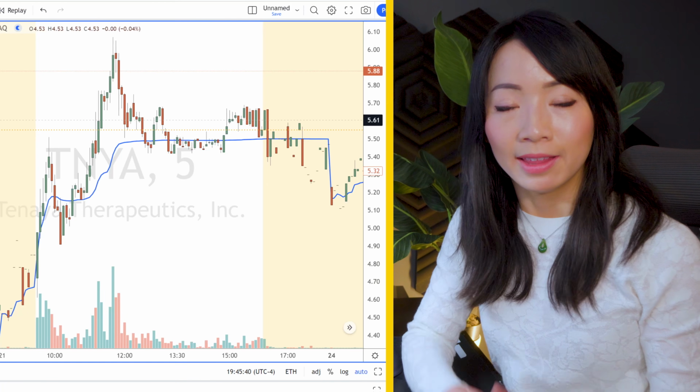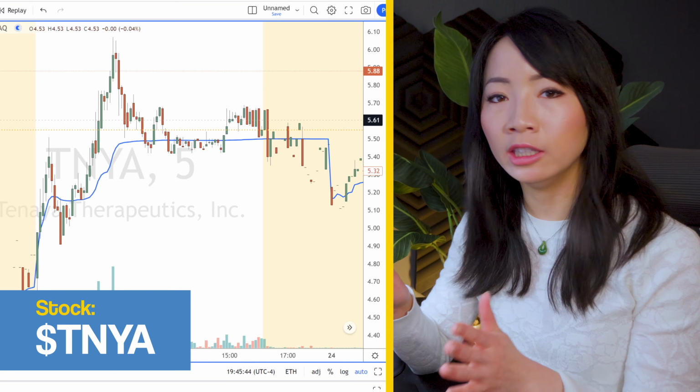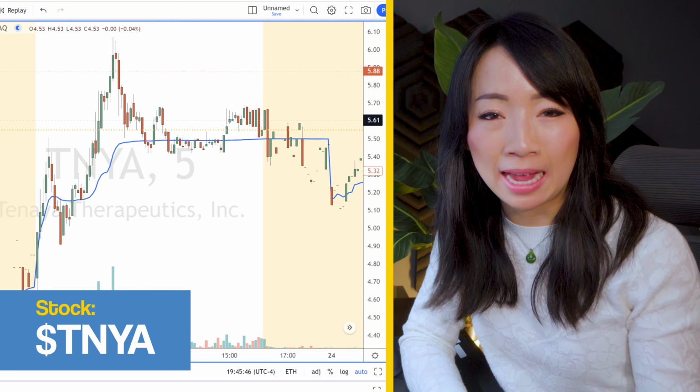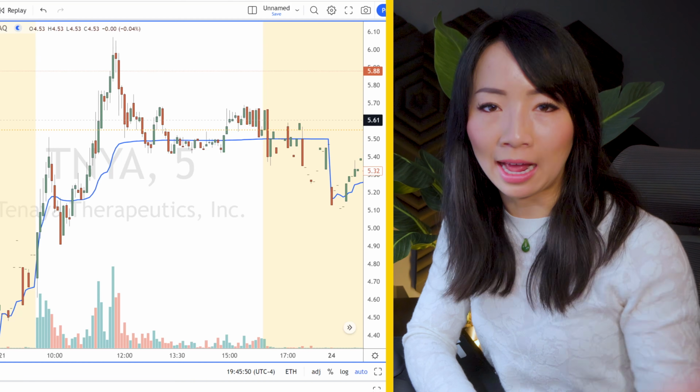And let me show you how right now. Let me show you in this perfect example over here on the stock TNYA. This is a perfect example of algos using the VWAP indicator to take out stops last week.